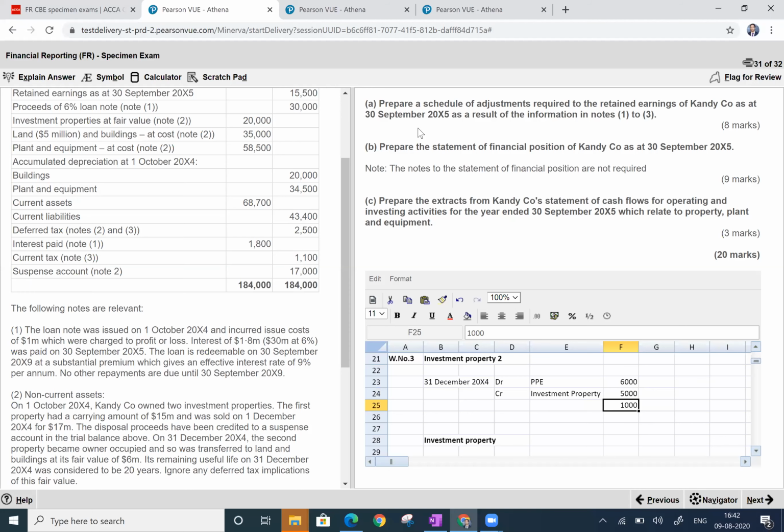Okay, very good. SOPL. You have to show it in SOPL. It's not revaluation. Why? You have to check what was the initial nature. Initial nature was investment property. Investment property will go to SOPL.